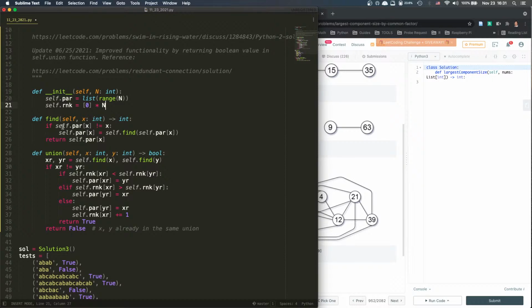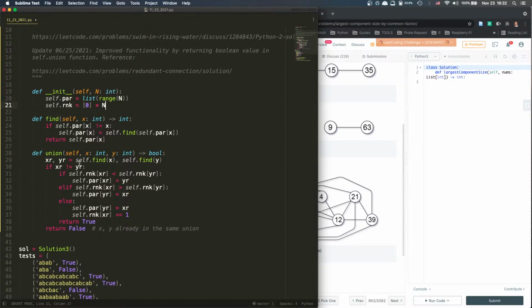So we say we're gonna find: if I'm not my parent, then we need to find my parent, right? So we're gonna find using my parent, and eventually this will compress everybody to one value. Then we return this. Okay. Union. We know X and Y need to be unioned, so we need to find their ranking. Wait, hold on. This is not ranking. This is the parent. So we find their parent.